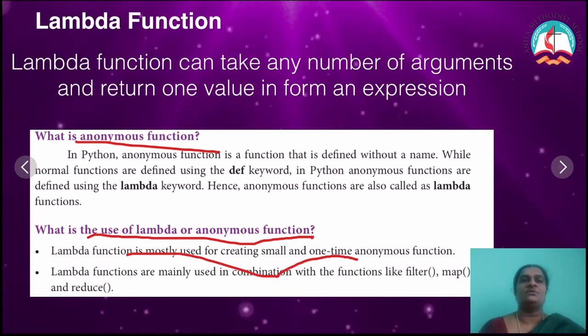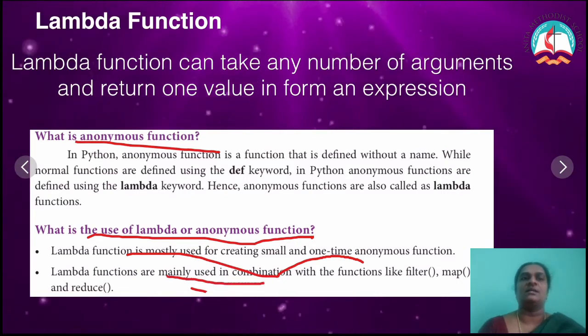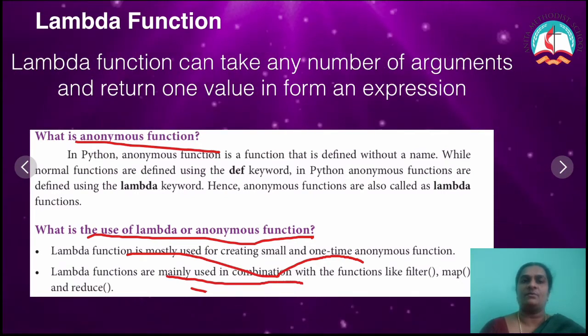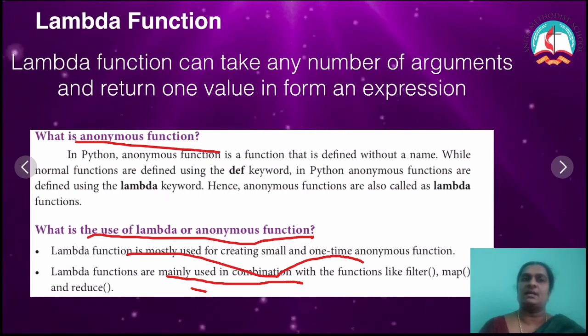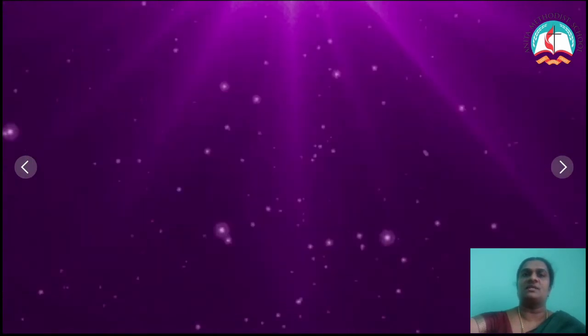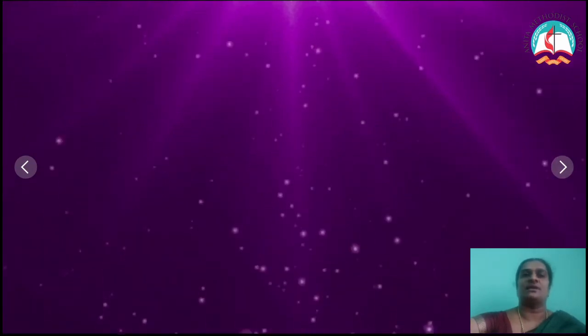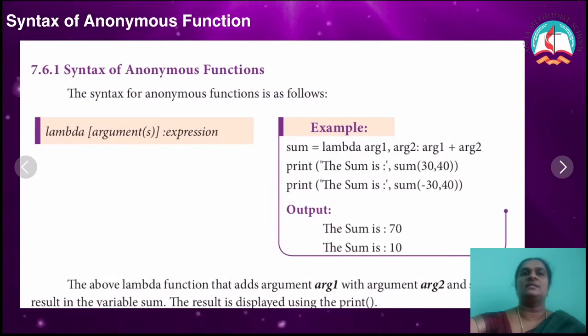So what is the use of a lambda or anonymous function? It is mostly used for creating a small one-time anonymous function, and it is mainly used in combination with functions like filter, map and reduce. These are the three functions that hold the lambda or anonymous function. A function without a name is called an anonymous function. Good.